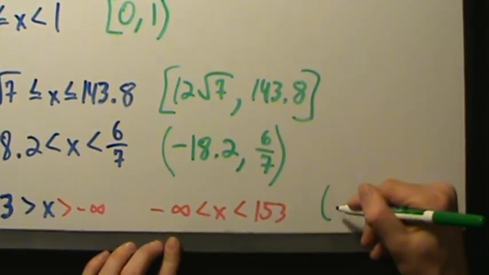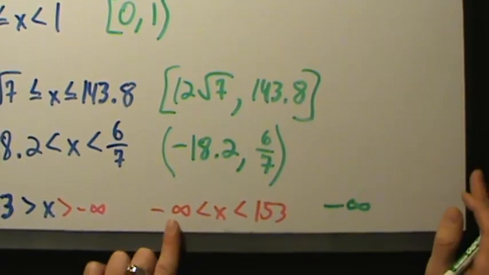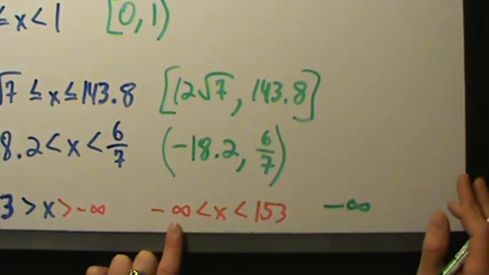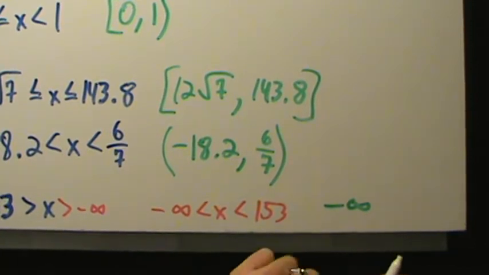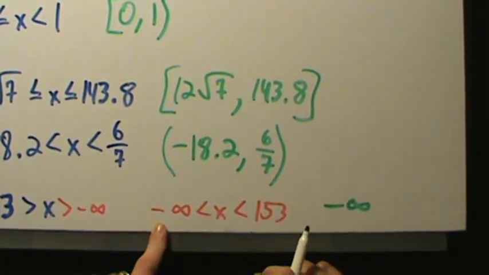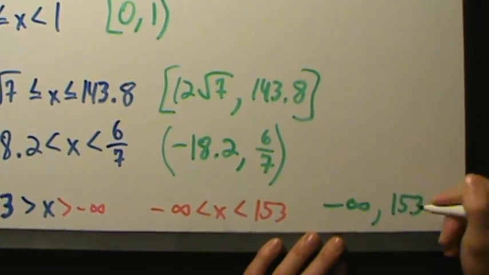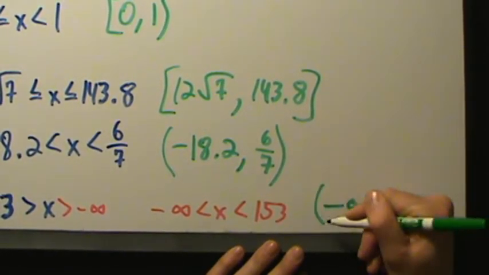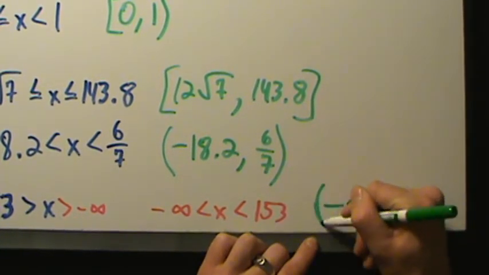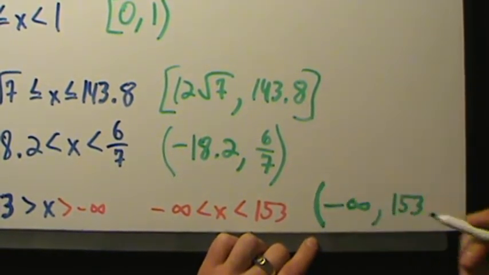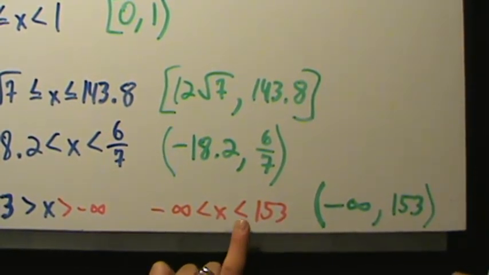So then it's easier now. The smaller number comes first. Oops, getting ahead of myself. The smaller one comes first, but remember, -infinity is not really a number, but it still counts as smaller than everything because it's infinitely far to the left. So if you have -infinity, that's always going to come first. Comma 153. Always, always, round parenthesis on -infinity and positive infinity. And then 153 gets a round parenthesis because we have strictly less than here.